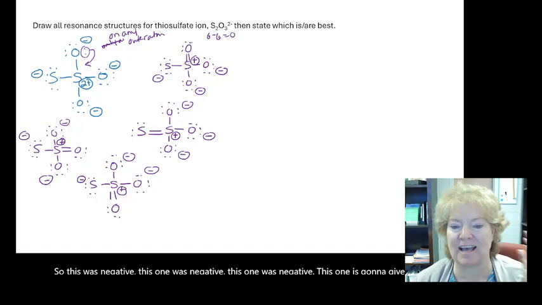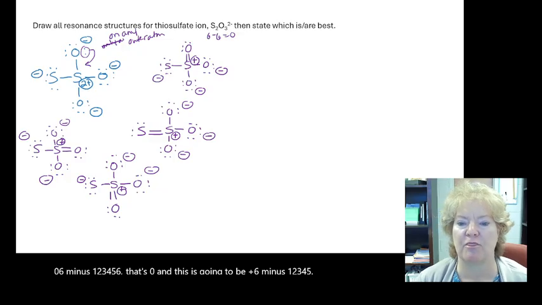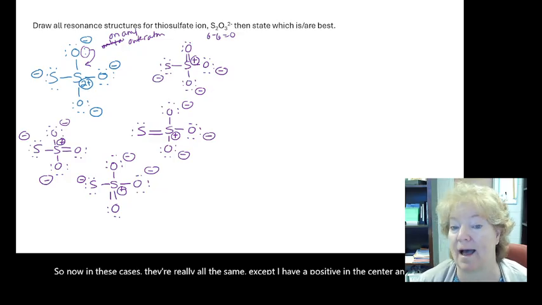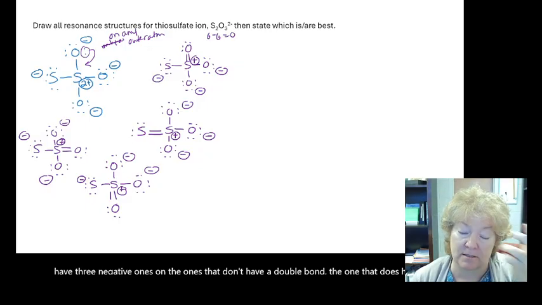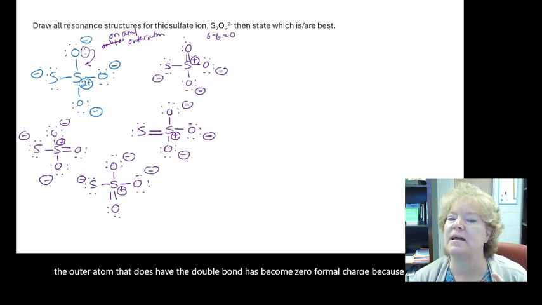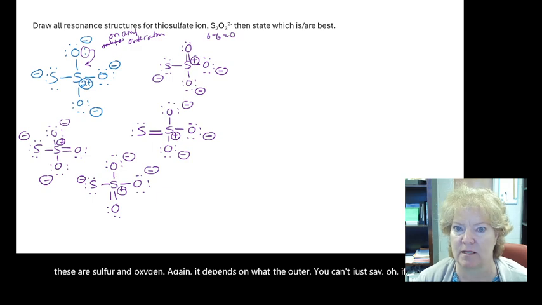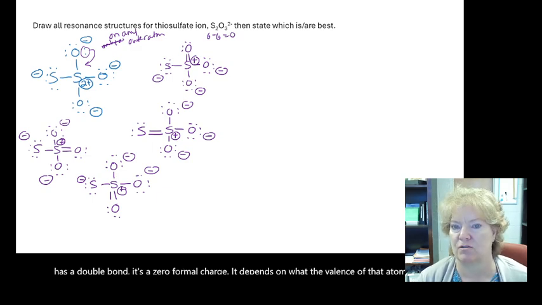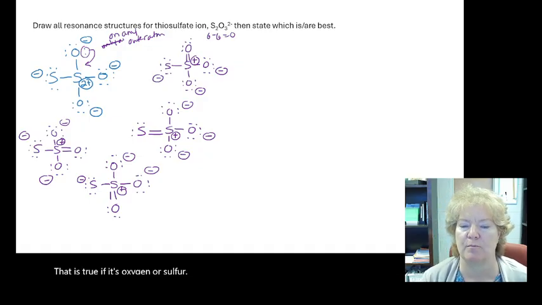So now, in these cases, they're really all the same, except I have a positive in the center, and I have 3 negative ones on the ones that don't have a double bond. The outer atom that does have the double bond has become 0 formal charge because these are sulfur and oxygen. Again, you can't just say, oh, if it has a double bond, it's a 0 formal charge. It depends on what the valence of that atom is. That is true if it's oxygen or sulfur, because they both have valence of 6. And a double bond with 2 lone pairs is an assigned electron of 6.